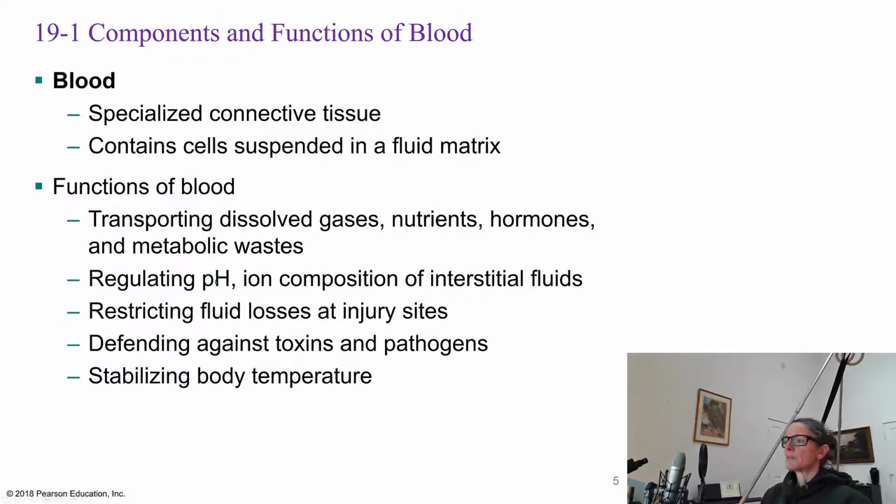Another thing blood is important for is regulating pH. We'll see we have a blood buffer system, and we'll also see that the ionic composition of blood is going to be very important, and changes to the ionic composition of blood in terms of calcium ion, sodium ion, potassium ion, and other ions is going to affect the interstitial fluids and the levels of interstitial fluids and the exchange of fluid between the blood and the interstitial fluid.